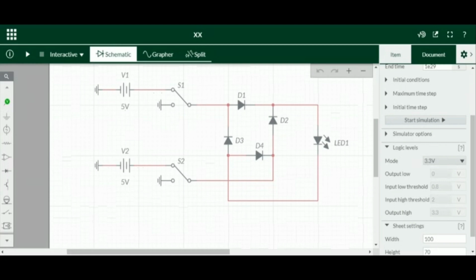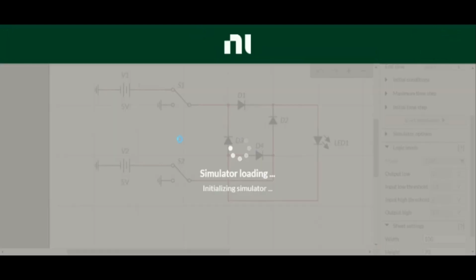Previously I discussed the 2 input AND gate, NAND gate, OR gate and NOR gate. All of them are constructed with 2 diodes and 2 voltage sources, but the XOR gate is constructed with 4 diodes, D1, D2, D3 and D4, and all of them are connected back to back, or in a bridge configuration.